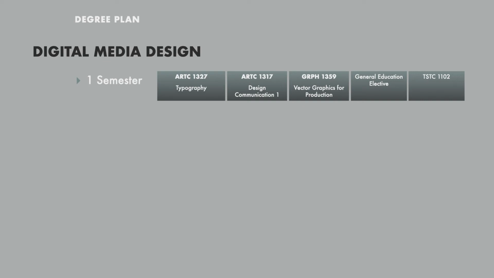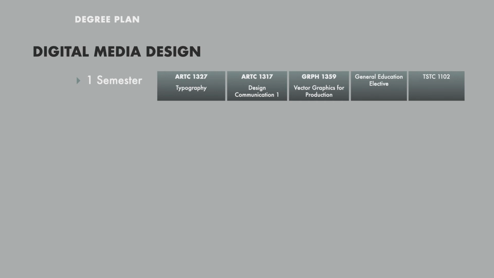Typography is the study of typefaces and type layout. You'll learn how to create visually pleasing layouts using type in order to get your message across to the viewer. Design Communications 1 is the foundation of great graphic design and will walk you through the elements and principles of graphic design, color theory, the creative process, and so much more. Last, Vector Graphics for Production uses the software Adobe Illustrator, showing you how to make vectorized graphics for your design pieces.